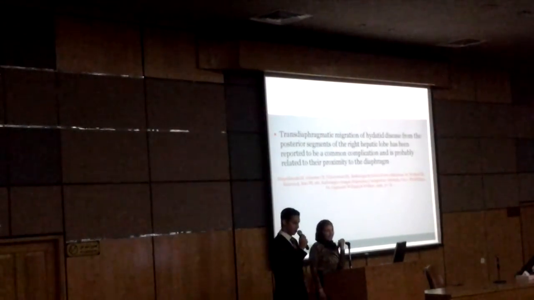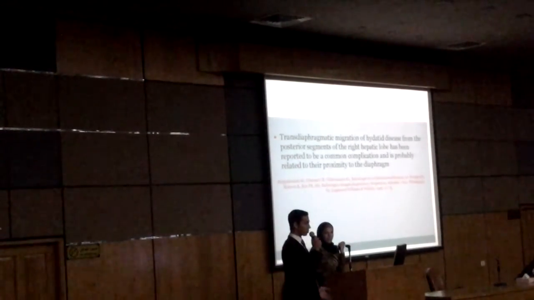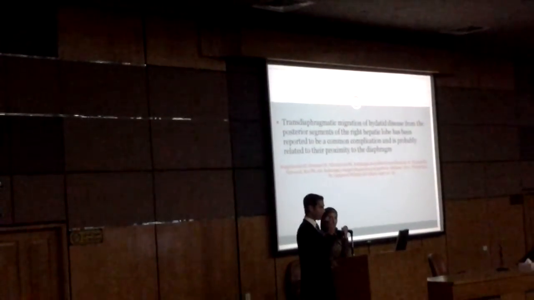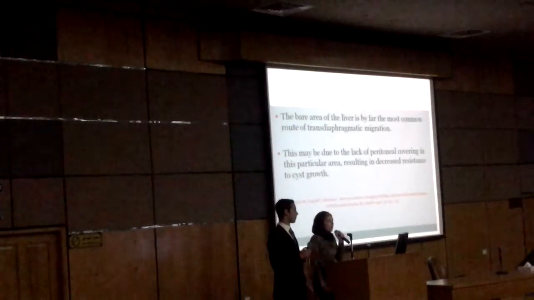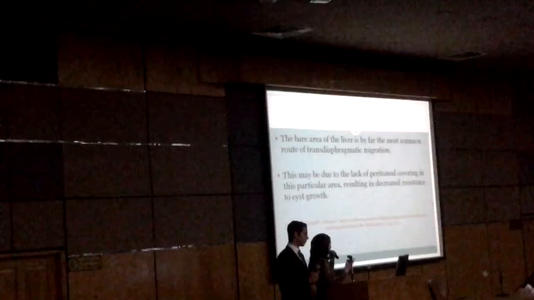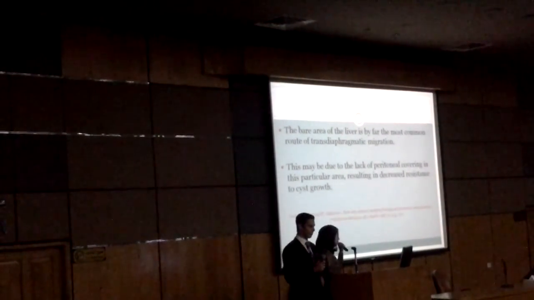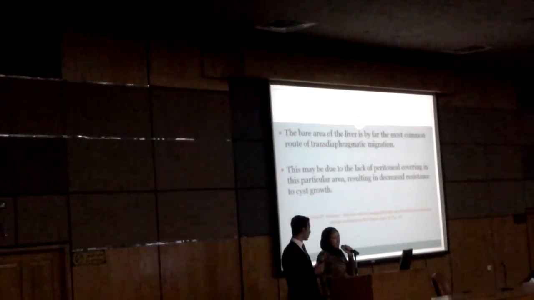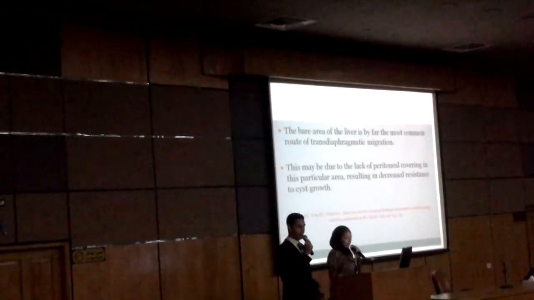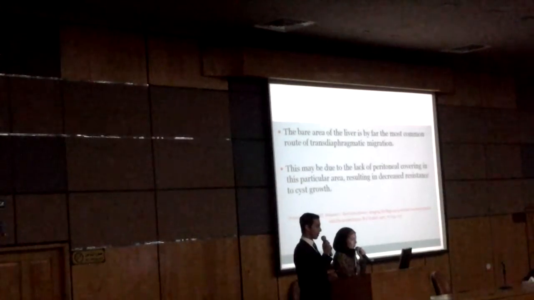The transdiaphragmatic migration, which occurs from the posterior segments of the right lobe of the liver, has been reported to be a common complication, and is probably due to the proximity of this area to the diaphragm. Also, the bare area of the liver, we all know, has a very huge clinical significance in our field because it is by far the most common route for transferring intra-abdominal infection to the intrathoracic cavity. This is due to lack of peritoneal covering on these particular areas, resulting in decreased resistance to cyst growth.